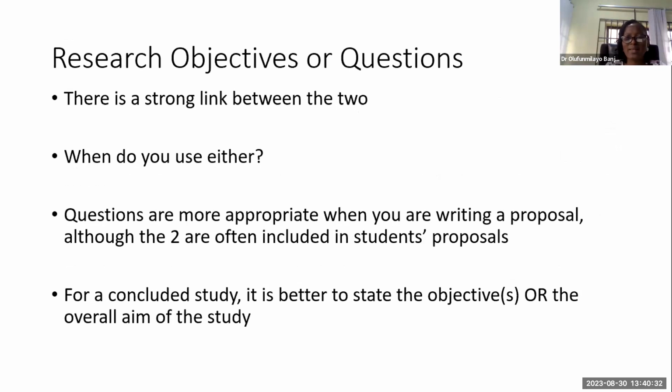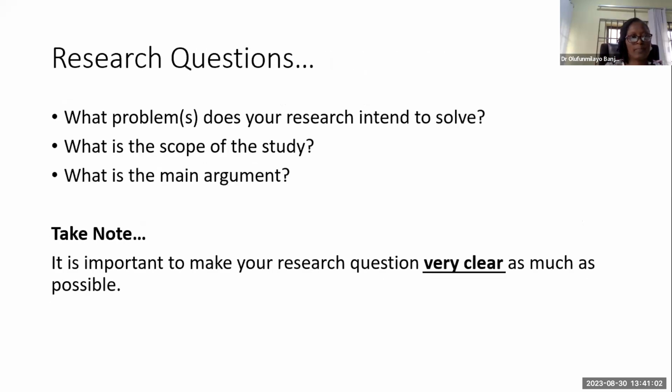So you may want to ask, when do you use either? When do you use a research question or an objective? Questions are more appropriate when you are writing a proposal, although the two are often included in students' proposals, especially for those of us in the academia. So for a concluded study, it is better to state the objectives in your abstract or the overall aim of your study based on the number of words you have been asked to present.